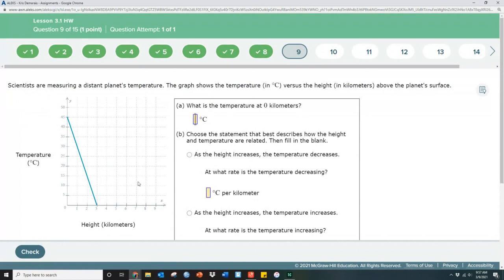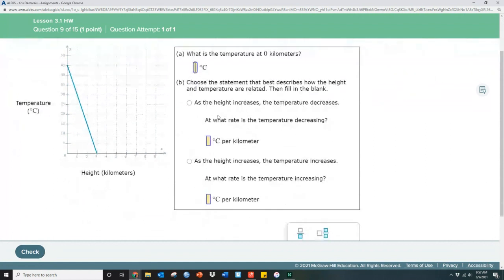Okay, so what is the temperature at 0 kilometers? The height is 0 when it's on the ground, meaning it's right here. This is 1 kilometer, this is 2 kilometers. So at 0 kilometers, the temperature is going to be 45 degrees Celsius.